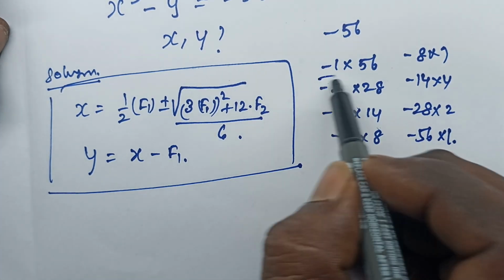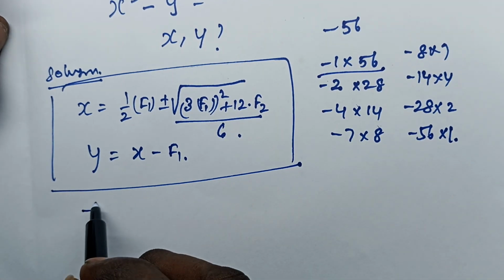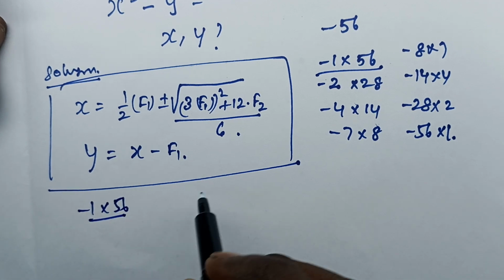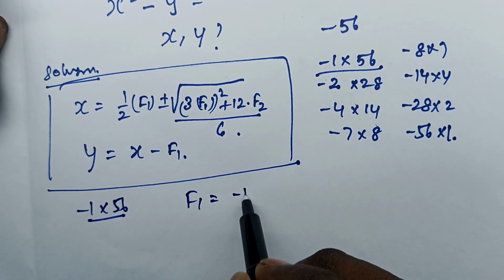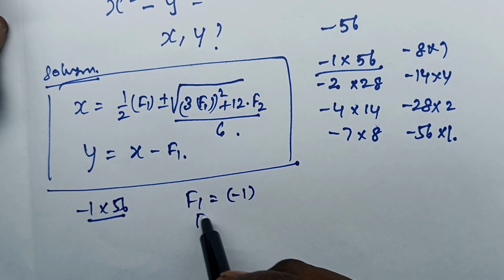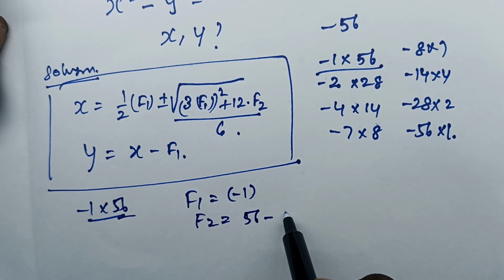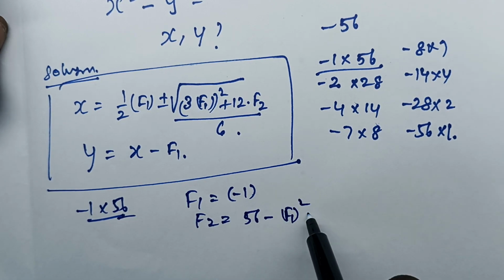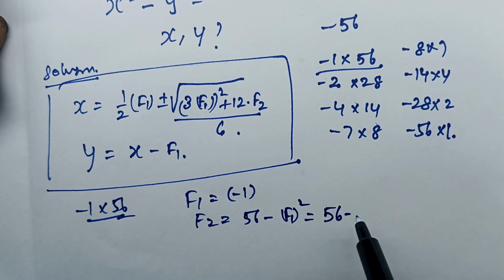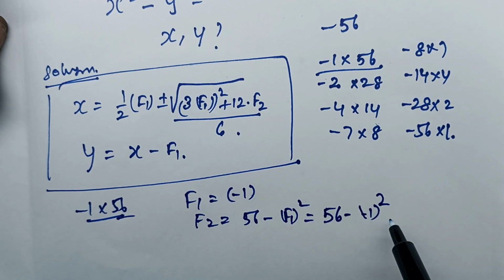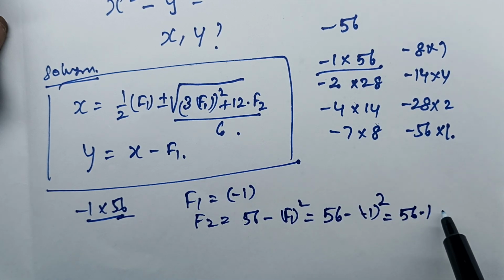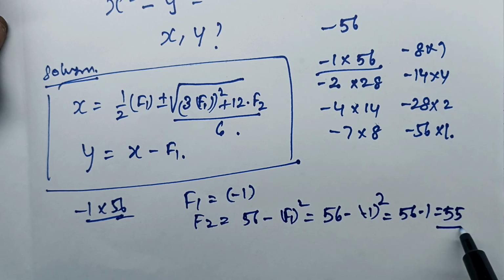Now substitute, take first this one, minus 1 into 56. Here f1 is equal to minus 1 and f2 equal to 56. f2 minus f1 squared equal to 56 minus 1 squared, equal to 56 minus 1, 55.